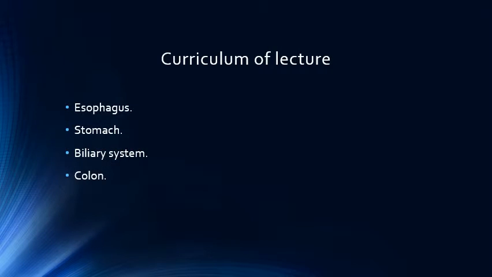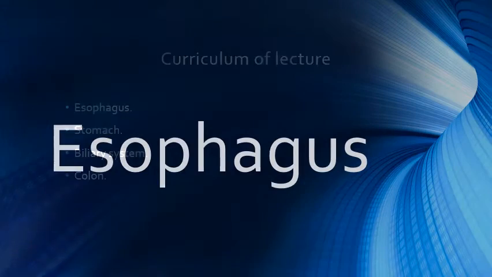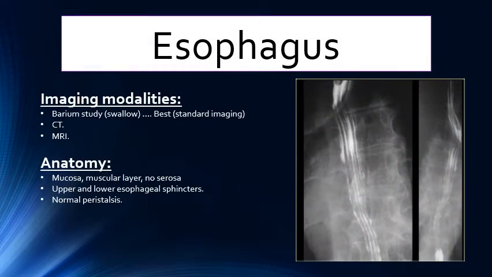The curriculum of the lectures, we will speak about the esophagus, stomach, biliary system, and the colon. We have different imaging modalities for esophagus imaging. We have barium study, which is the standard imaging for the esophagus. Then we have CT and MRI for further delineation of the lesions of the esophagus.